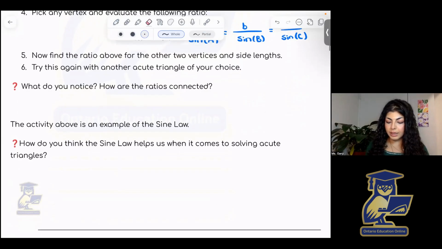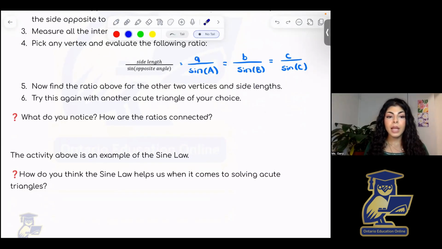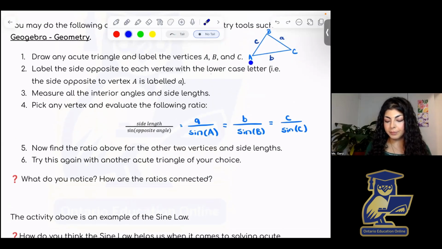So now using these ratios, and the fact that these are equal, so there's equality here, how do you think sine law is going to help us when it comes to solving acute triangles? And solving a triangle is just finding all the different side lengths and the angles. So consider you have any side length A given to you, and perhaps you even have b, and you're also told angle A, and you want to figure out what angle B is. How can you use this to find angle B?